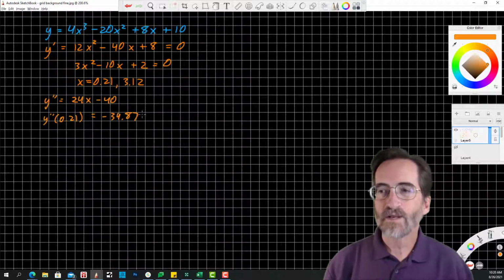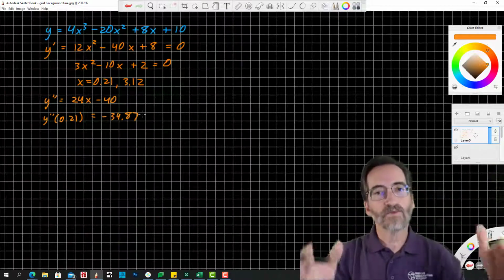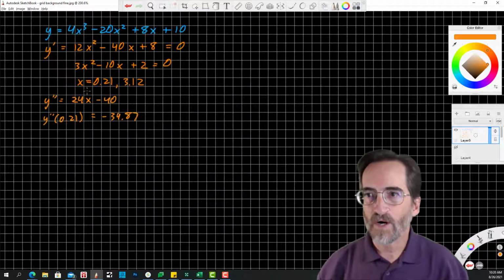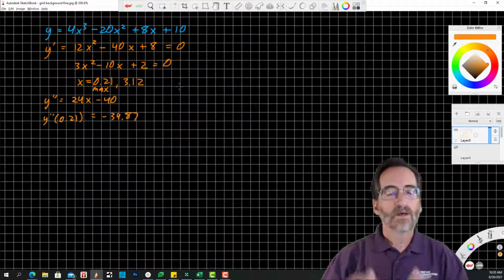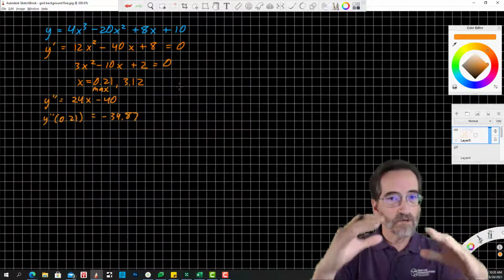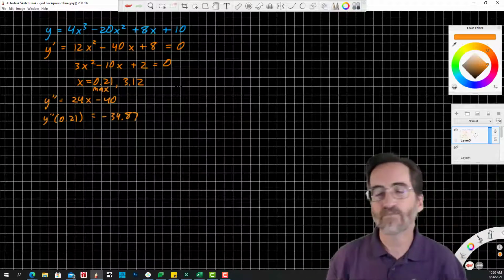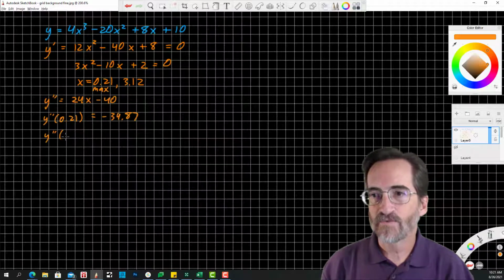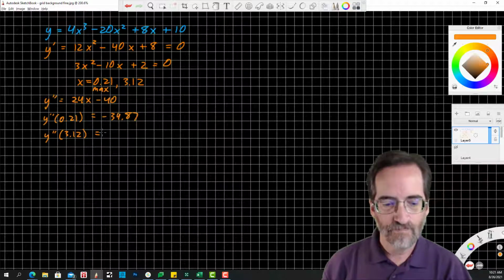Since this is negative, that means that the function at this point is concave down, and 0.21 is a maximum point. When you have concave down, curvature down, you've got a hill or a peak. All right, so the second derivative with the second root, 3.12, inserted.